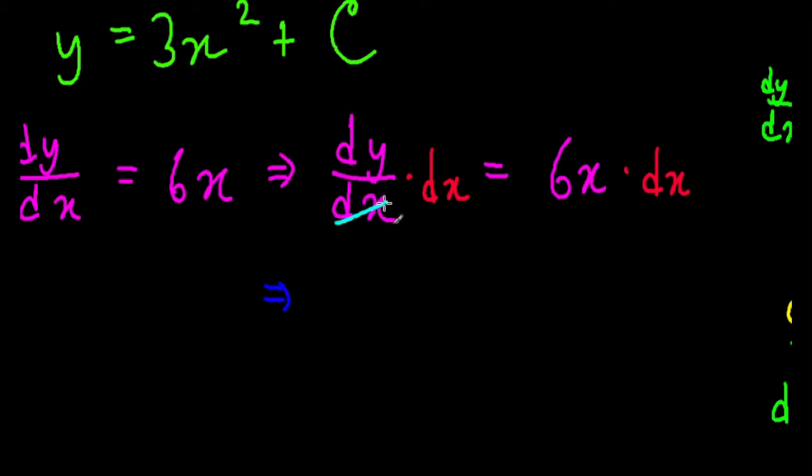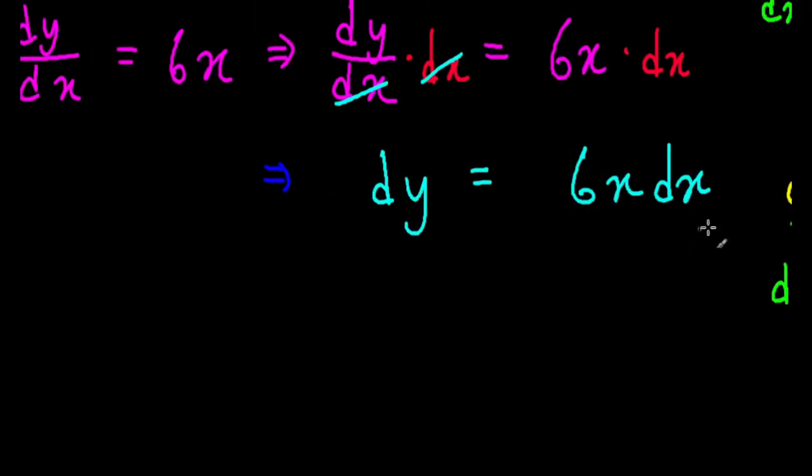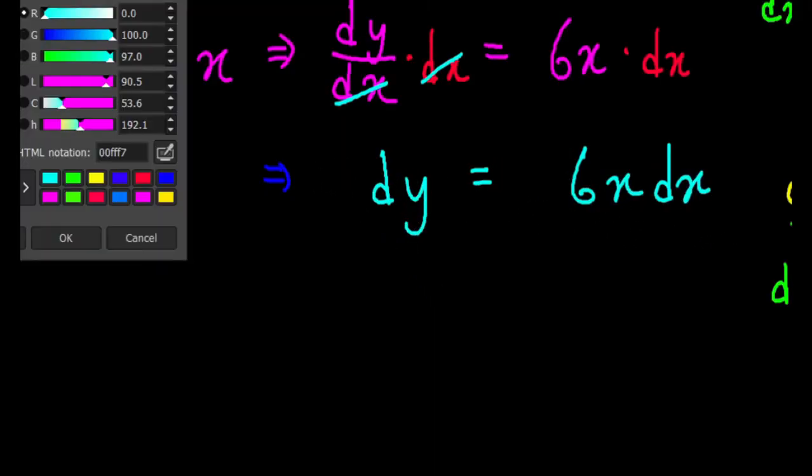So this is what is commonly done. You just think about dy by dx as a fraction, although it's not really a fraction. And we just say the dx's cancel out. So what we have here is dy. This is going to be equal to 6x dx. Now, I have dy on one side, and I have 6x dx on the other side.